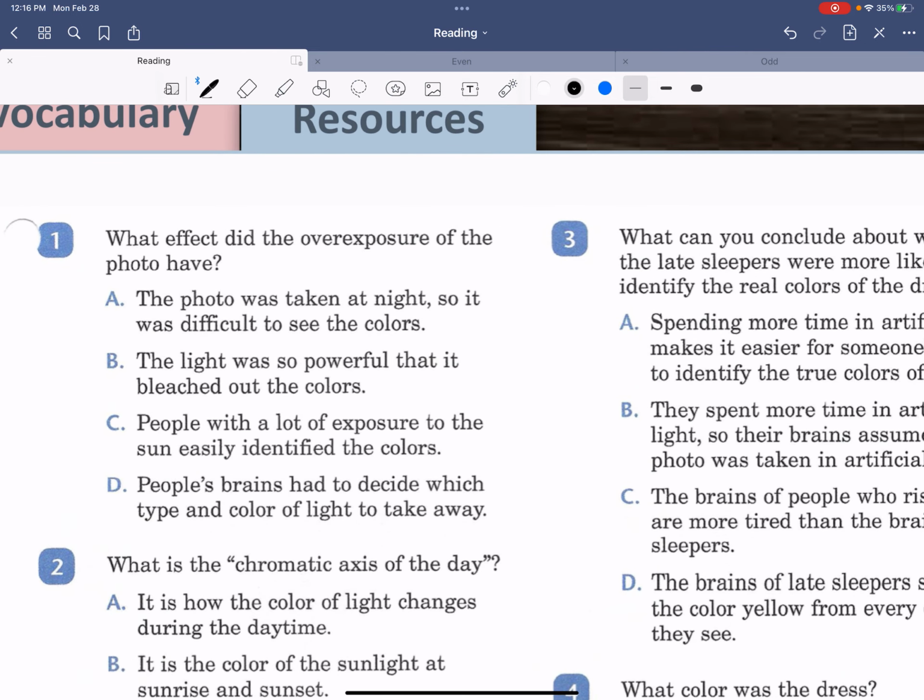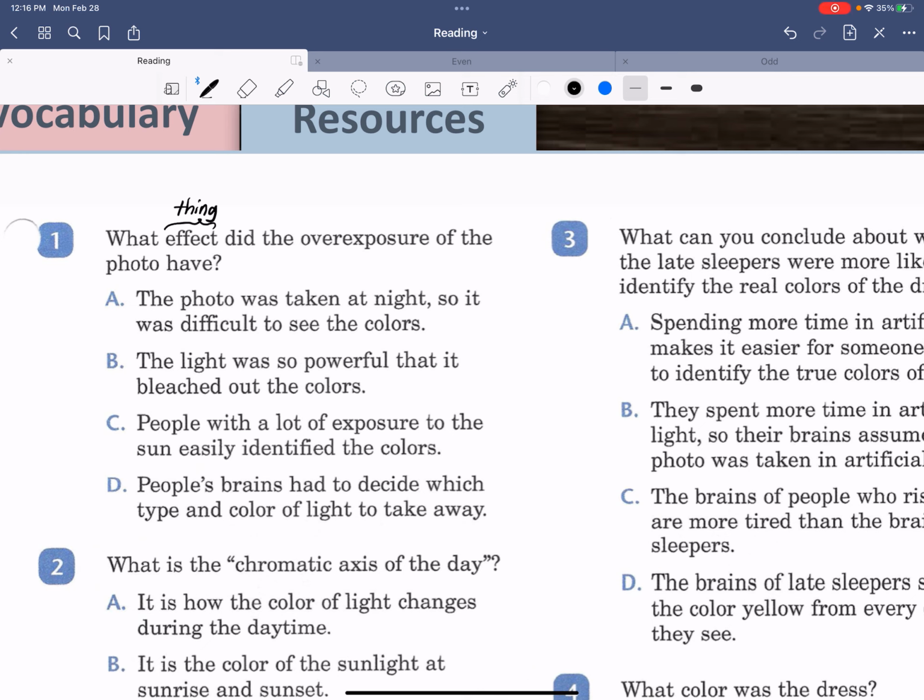Number 1, what effect? Remember, when it's effect, it's a thing. When it's affect, it's a verb. Sorry, not a think, a thing. What effect did the overexposure of the photo have?